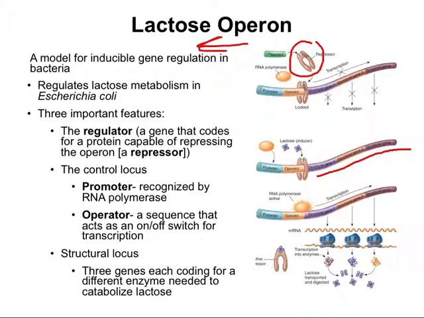So within the control locus, we have both a promoter and an operator. The operator is sort of like the operator on a train track. When you go up to the operator and say, hey, can I get onto the tracks or not? He's going to say yes or no.